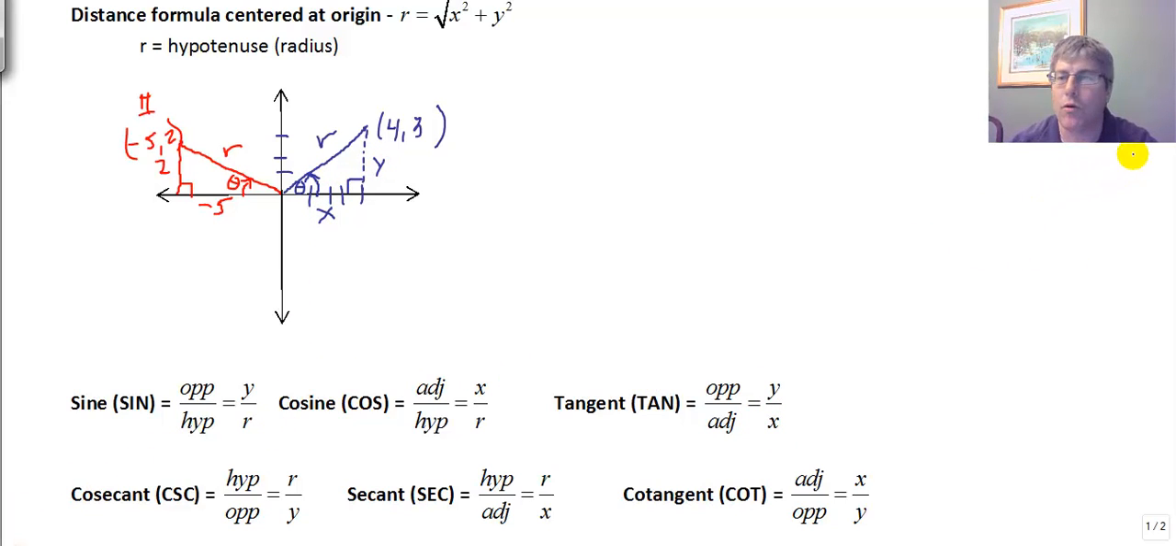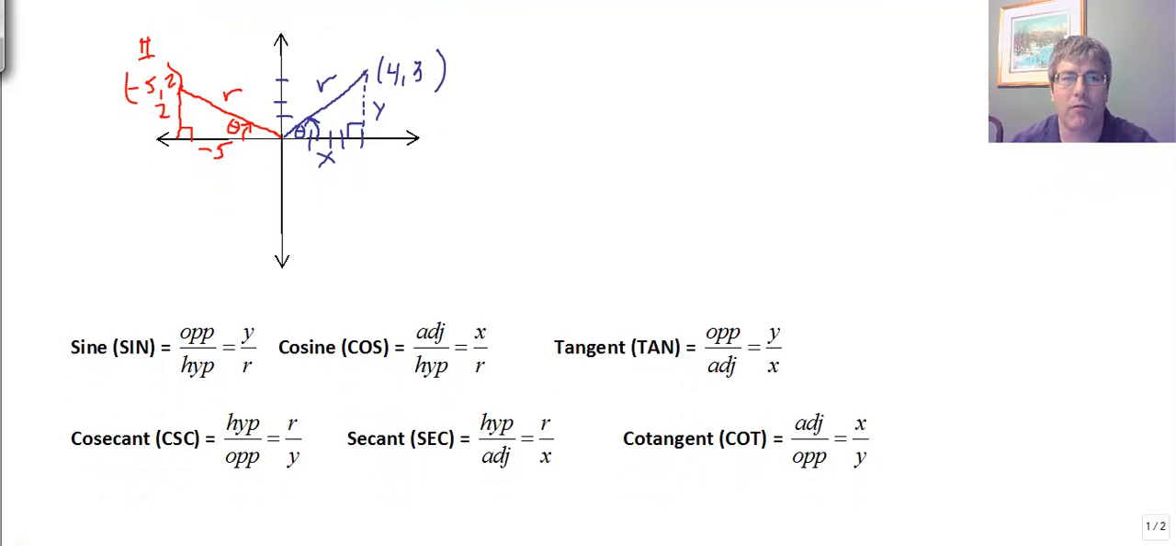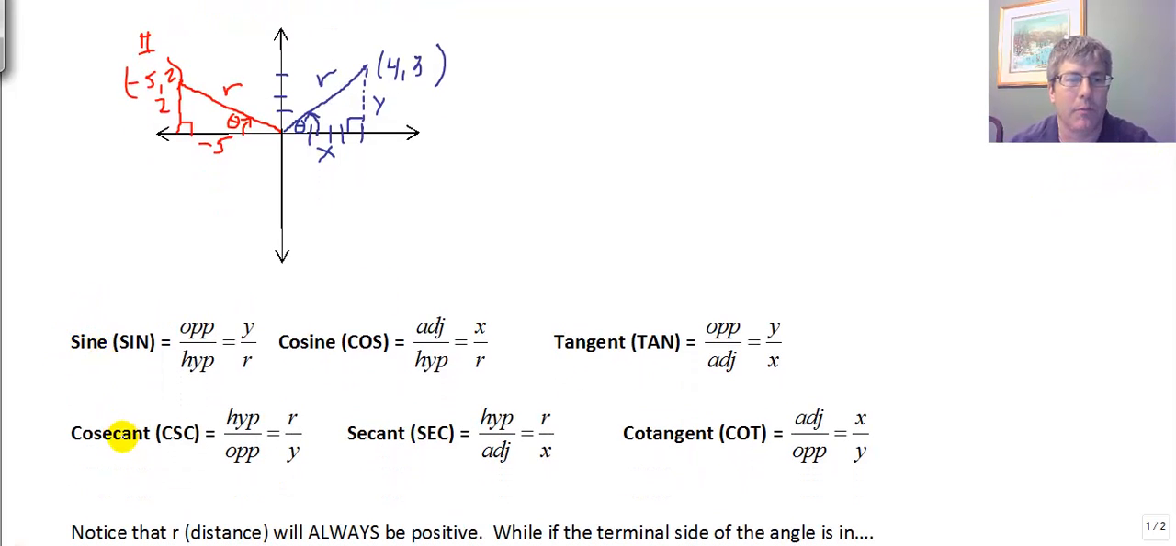And then, of course, we have our reciprocal functions. So the reciprocal of sine is cosecant. So that would be hypotenuse over opposite, so that would become r over y. The secant, hypotenuse over adjacent, r over x. The cotangent, adjacent over opposite, or x over y.